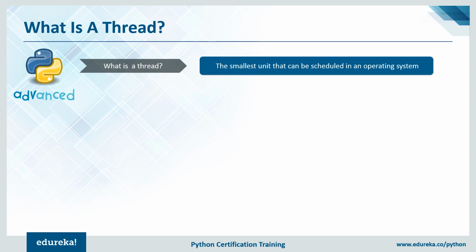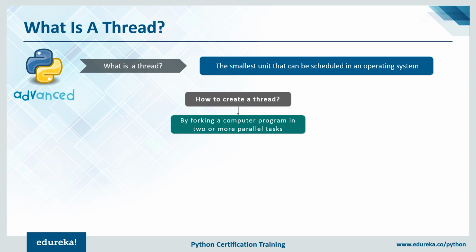So what is a thread? Well, a thread, or also called a thread of execution in many cases, right? It is actually defined in computer science as the smallest unit which can be scheduled in any operating system. Well, threads are normally created by a fork statement of a computer script or a program in general in two or more parallel tasks. These can be implemented on a single processor by multitasking as well. Threads are usually contained in processes.